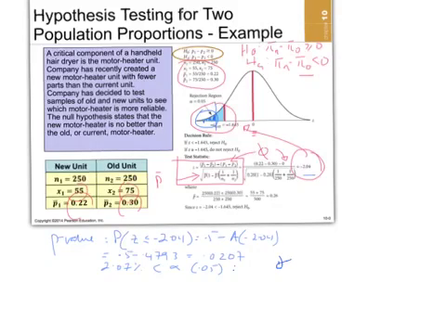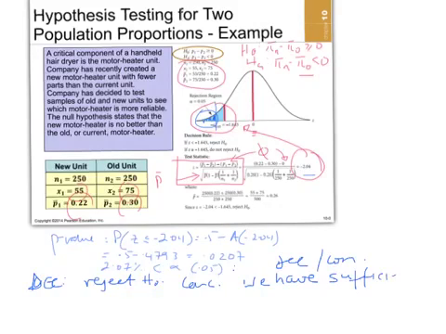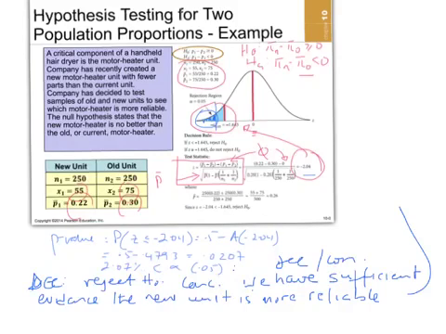So our decision would be to reject H0. Our conclusion: we have sufficient evidence the new unit is more reliable. Okay, can we be wrong? Yes, we could be wrong. We have the risk of type 1 error.